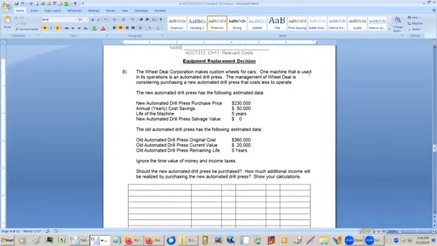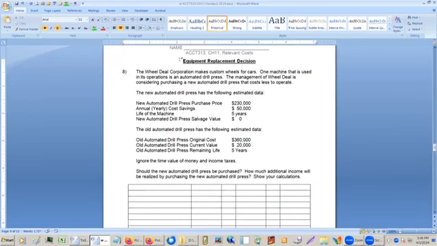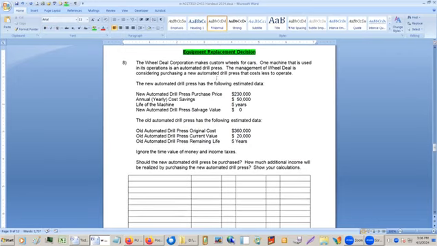Excuse me. Okay. Well, let's go into number 8. It's a different kind of problem. Equipment replacement decision. So we could buy this new automated drill press.